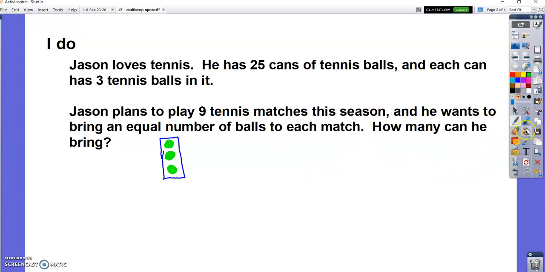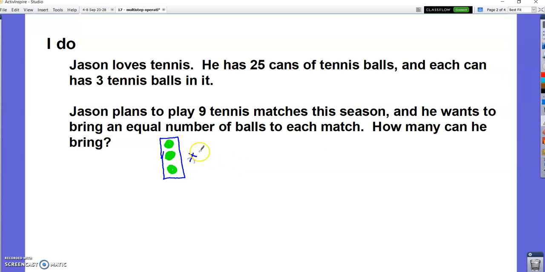Right? I've got this, and maybe I even want to write times 25 next to it. I could draw that 25 times. If it were like 6 cans of tennis balls, I would probably draw all 6. With 25, I'm probably not going to, but no problem if you would like to.